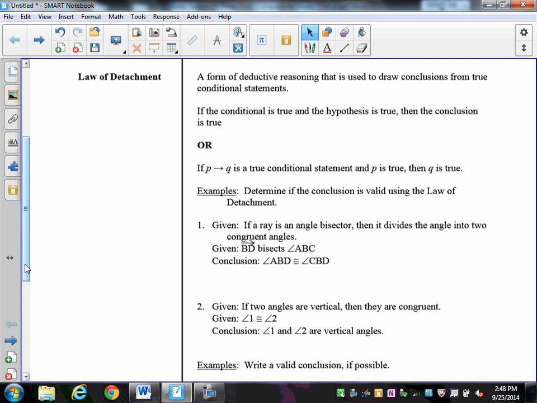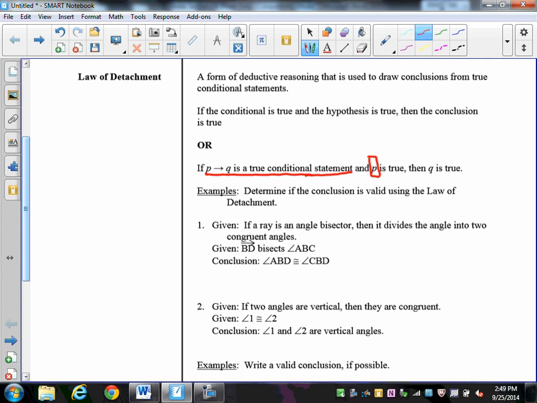I think the law of detachment is sometimes so easy that it confuses people. There's also a way that people confuse detachment, so hopefully these examples that we do will provide some light on how to do it correctly. So if we have a true conditional statement, remember we talked about counterexamples? If we have a true conditional statement and the hypothesis P is true, that means Q is true. So let's take a look at an example.